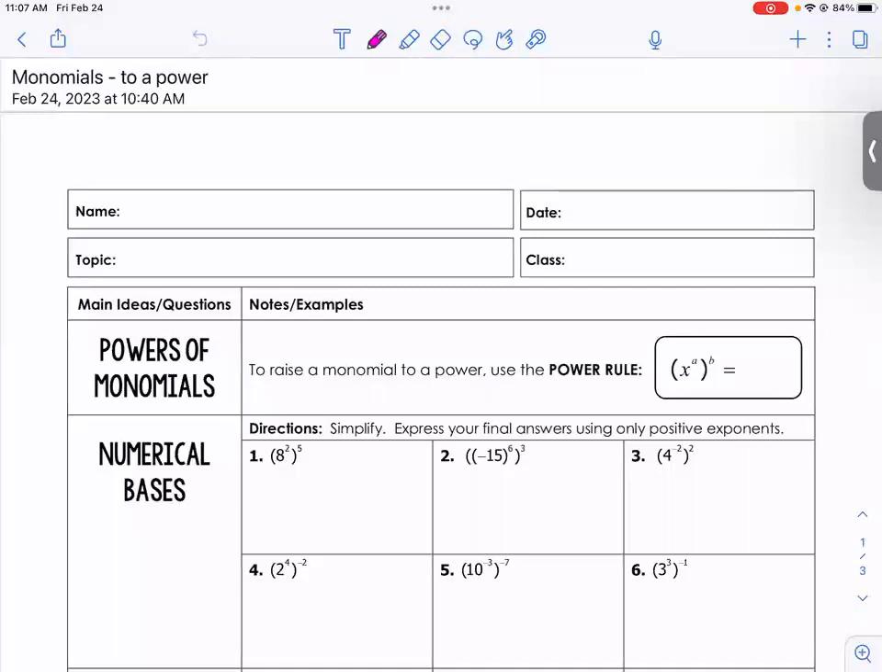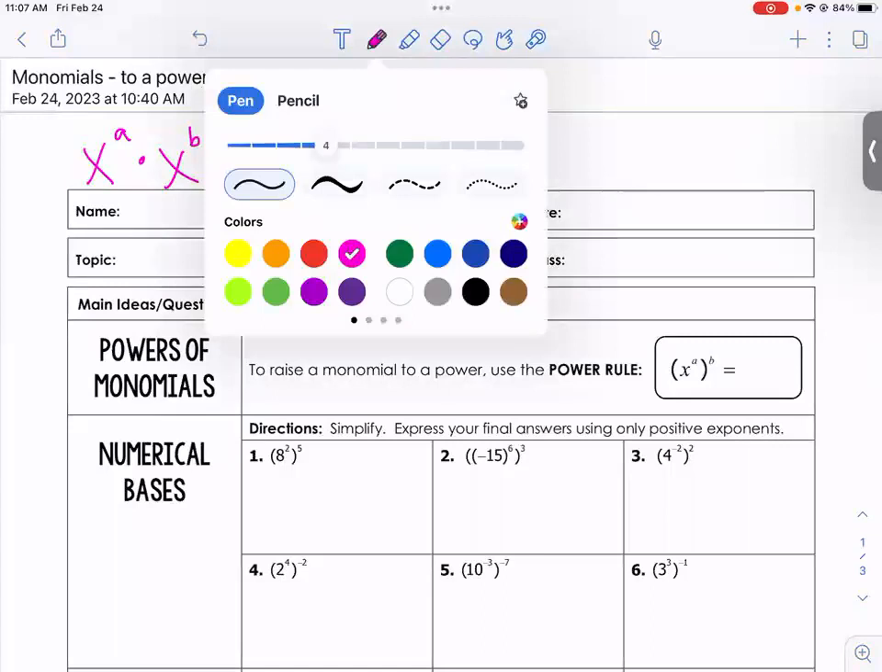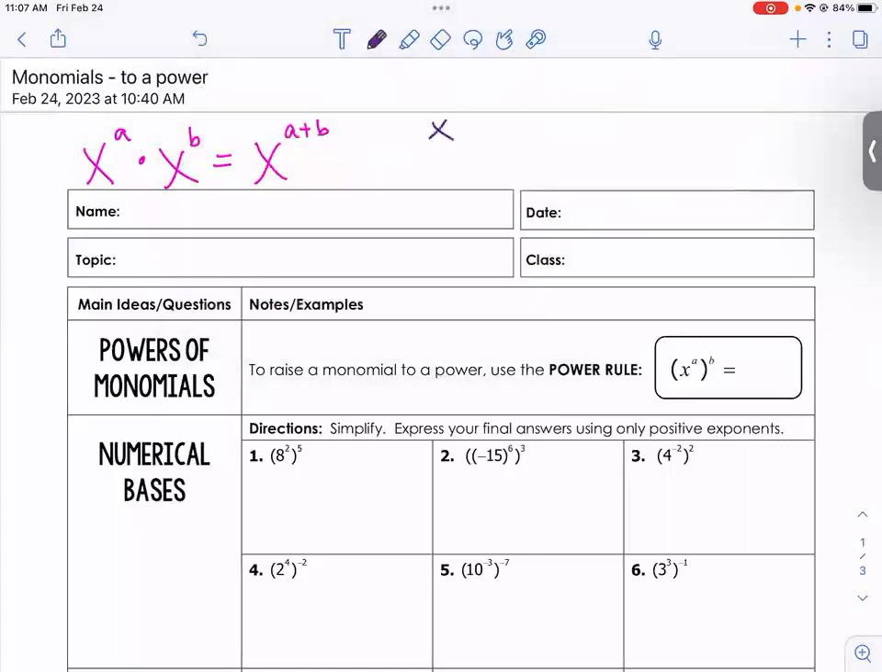All right. So we know that if I have x to the a times x to the b, I'm going to keep my base and we are going to add our exponents, right? We know that if we have x to the a divided by x to the b, we are going to keep our base and we are going to subtract our exponents.